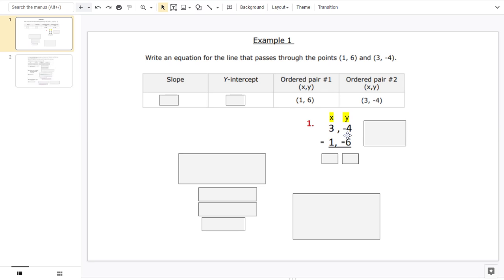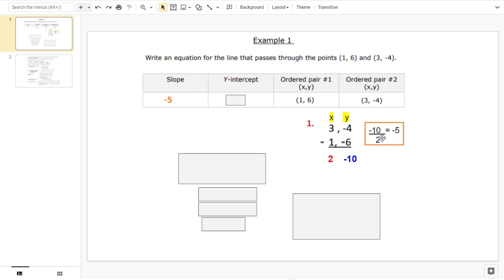Okay, so -4 take away -6 gives us a -10. 3 take away 1 gives us a +2. Okay, now we're going to take this and write it in our slope form, where we have the y over the x. So here we have -10 over 2, and when we divide that to reduce it, we get a -5. So -5 is our slope.